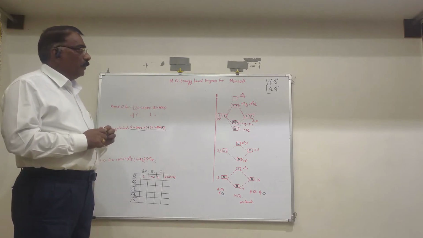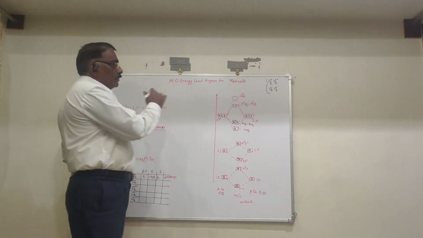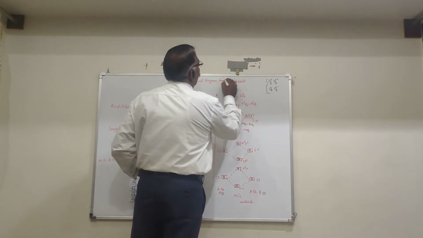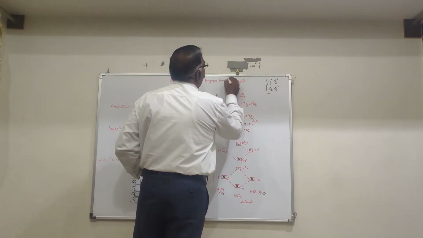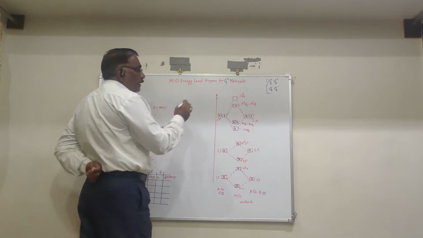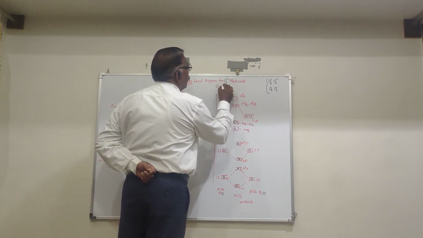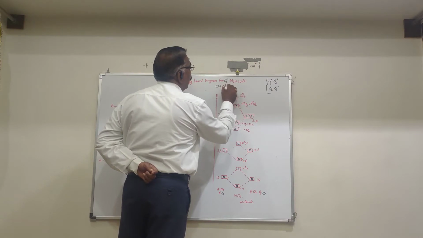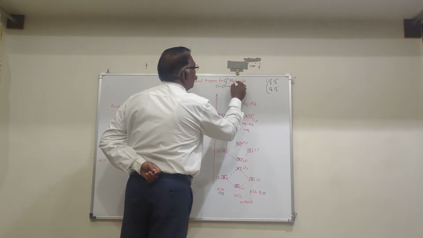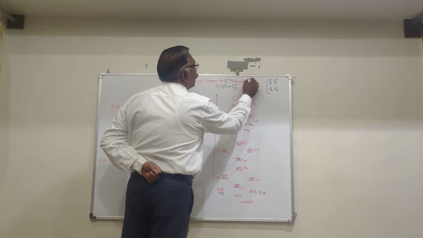But when we consider the molecular ions, first we are going to see the MO energy level diagram for the O2 plus molecule. How will this O2 plus be formed? It will be formed from the oxygen and the oxygen plus ion, and then it can give the O2 plus molecular ion.